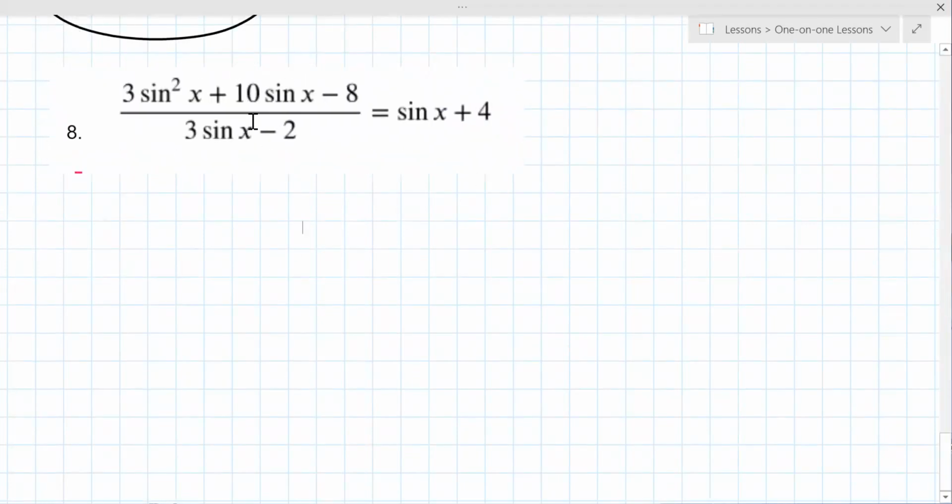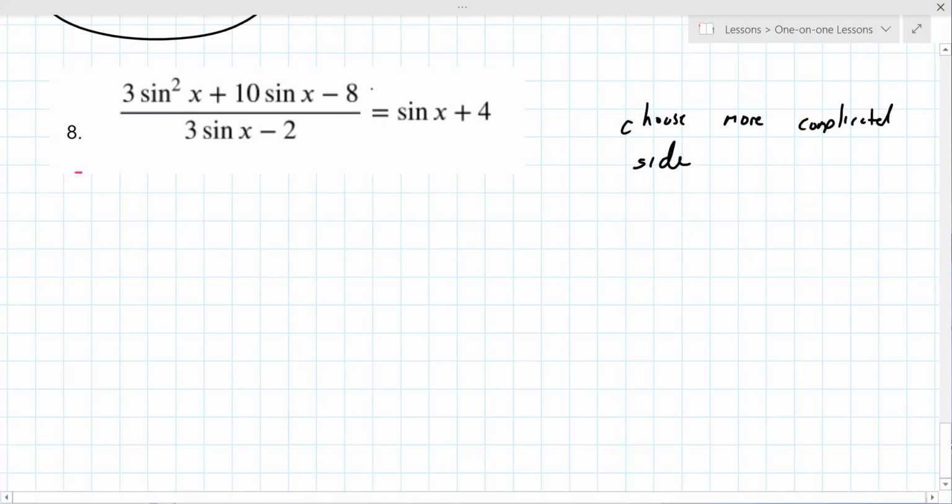So you have to choose: am I going to make the left look like the right or the right look like the left? And you generally choose the more complicated side, which seems to go against everything we've ever talked about. So in this case, you're going to choose this side, the more complicated side. So we have to make it look like the right.